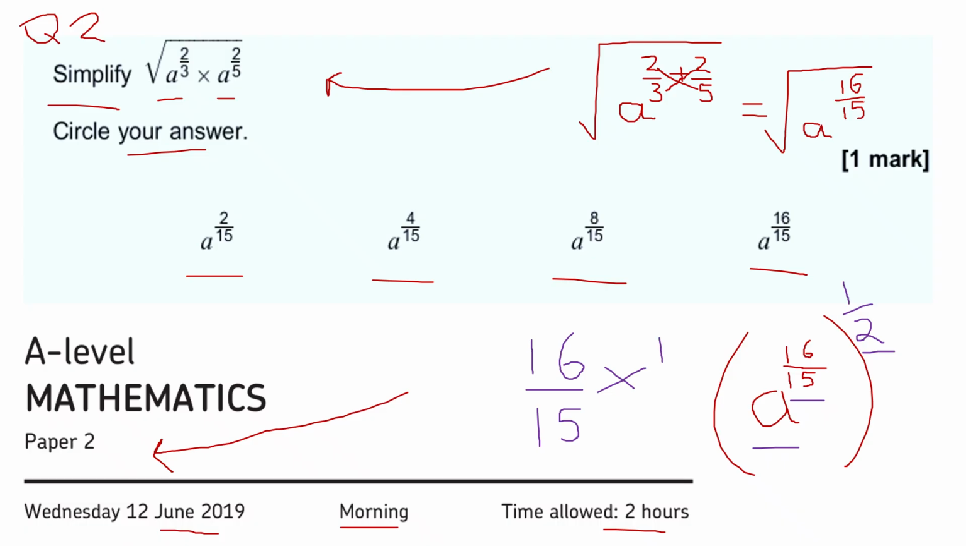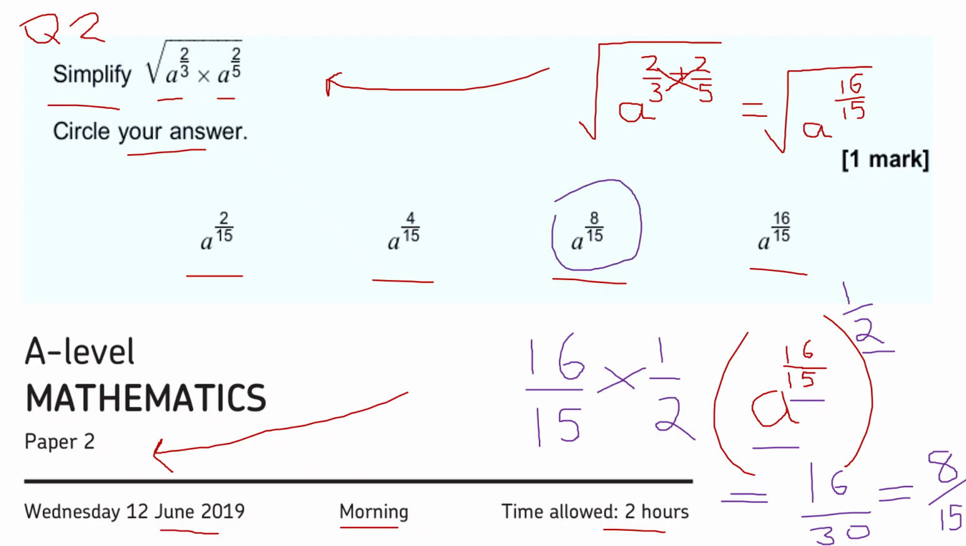When you do that, you get 16/30, which simplifies to 8/15. So it's a to the power of 8/15. So it's option 3, and that, guys, is my answer.